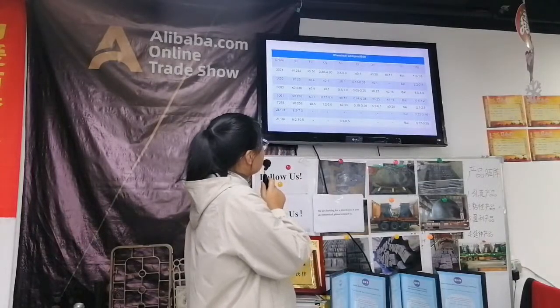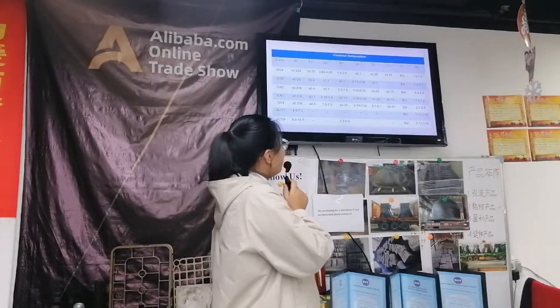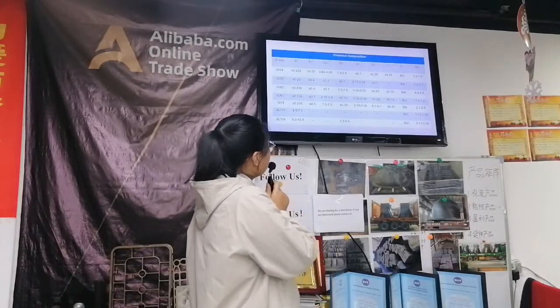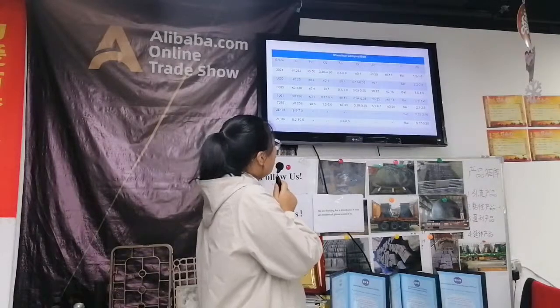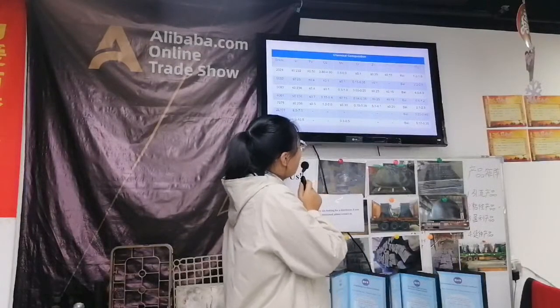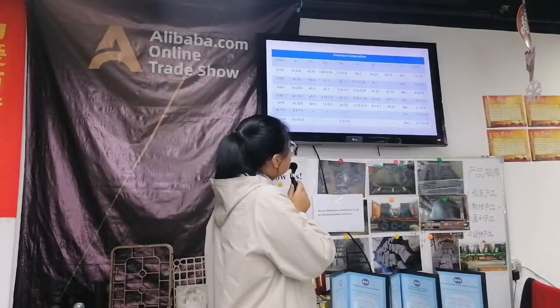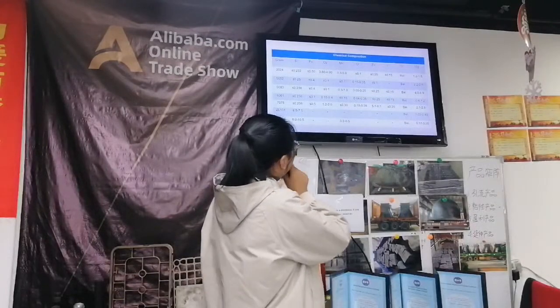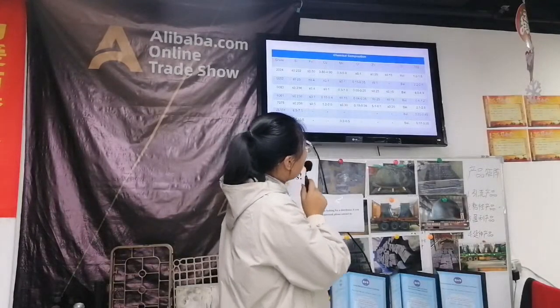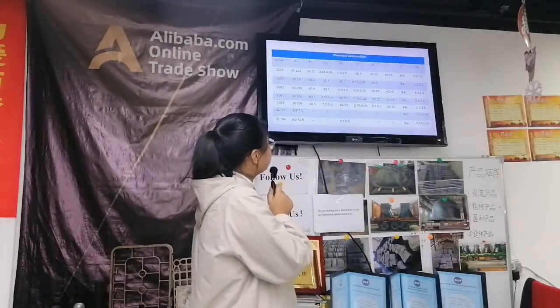For grade 6061, for silicon is 19.236 cent. For copper is 0.15 to 0.4 cent. For magnesium is 0.8 to 1.2 cent, and the aluminum is balanced.